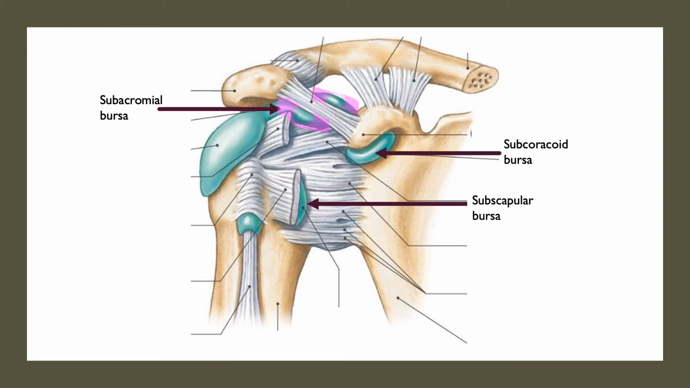The subacromial bursa reduces friction beneath the deltoid and thereby promotes free motion of the rotator cuff tendons. The subscapular bursa reduces wear and tear on the tendons during movement at the shoulder joint. The subcoracoid bursa reduces friction between the coracobrachialis, subscapularis, and short head of the biceps tendon.